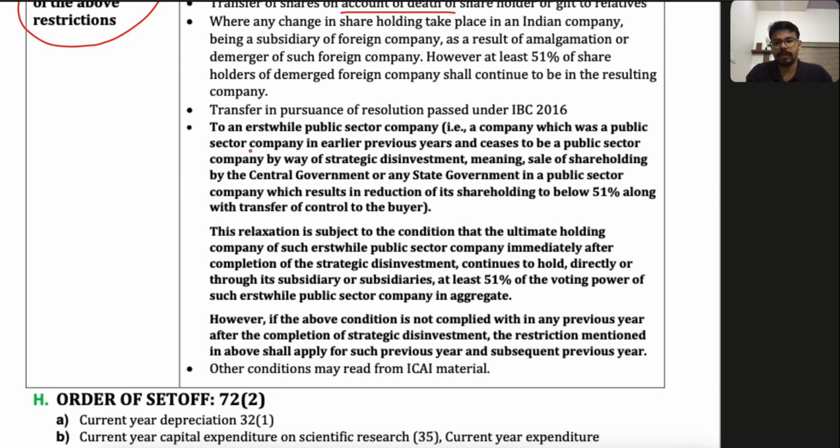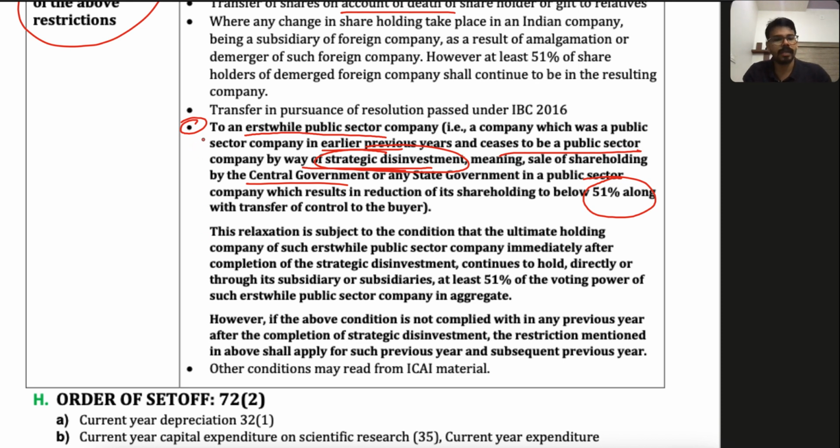But now they have included one additional exception, saying that this is not applicable to an erstwhile public sector company. That means a company which was a public sector company in the earlier previous year and ceases to be a public sector company by way of strategic disinvestment, meaning a sale of shareholding by the central government. So in that public sector company, the central government or state government had shares and they have disinvested. That means they sold those shares due to strategic disinvestment, and in that situation the shareholding comes down below 51%. In those situations, it's okay. You can still carry forward the losses if the shareholding came down below 51% because of the strategic disinvestment by the central government or state government.